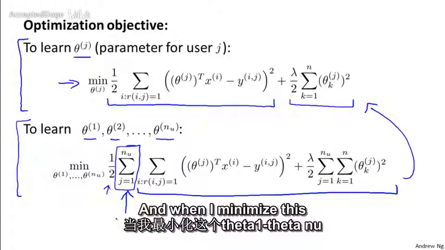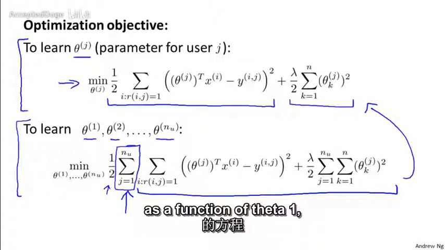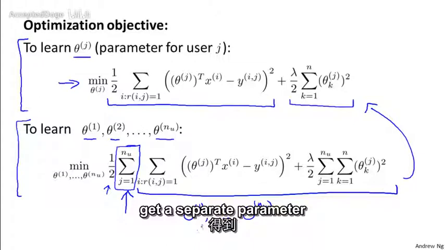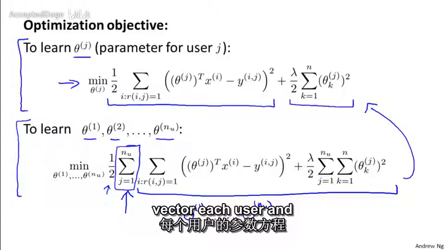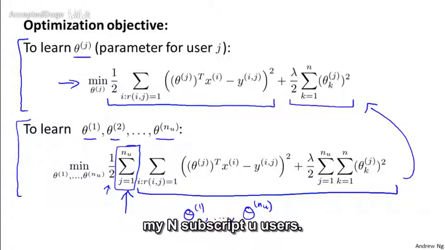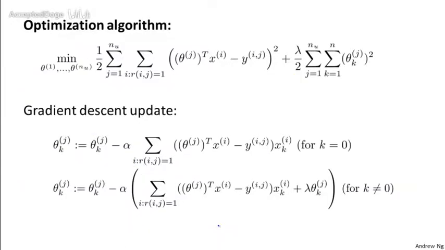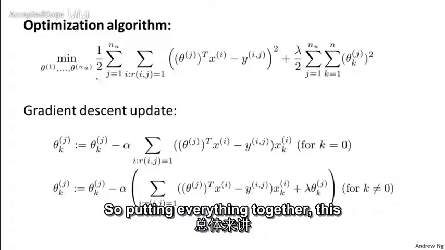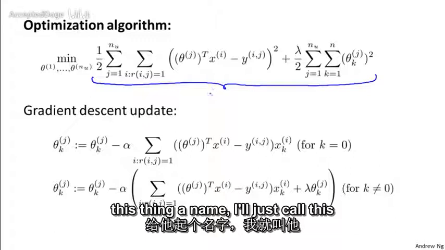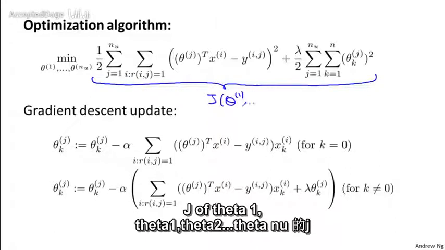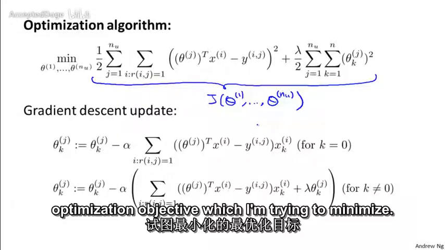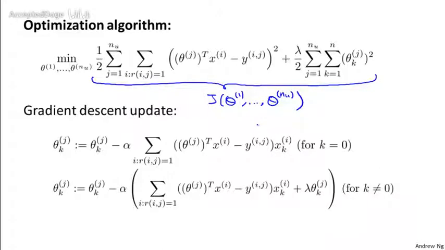When I minimize this as a function of theta 1, theta 2 up to theta nu, I will get a separate parameter vector for each user, and I can then use that to make predictions for all of my n subscript u users. So putting everything together, this was our optimization objective on top, and to give this thing a name, I'm just going to call this J of theta 1 through theta nu. J, as usual, is my optimization objective, which I'm trying to minimize.